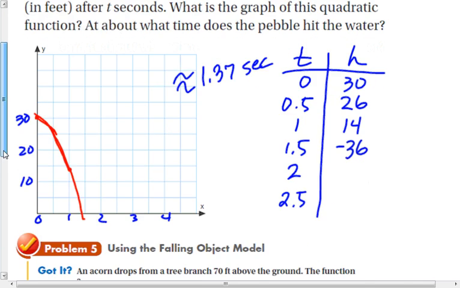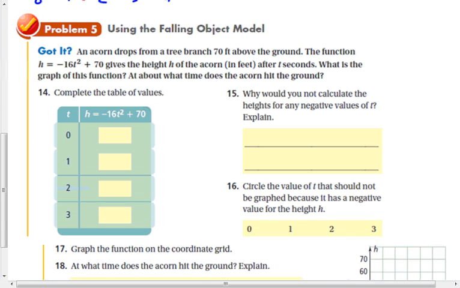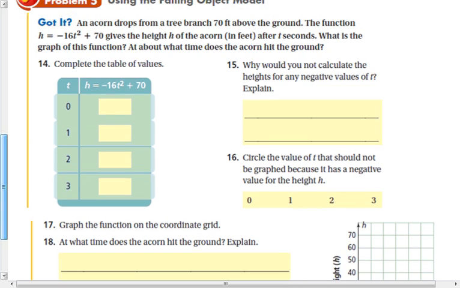When you do this next problem, if you have a calculator available, go ahead and do that. If you don't, just do it according to the points on here, and you can check back with your answers.